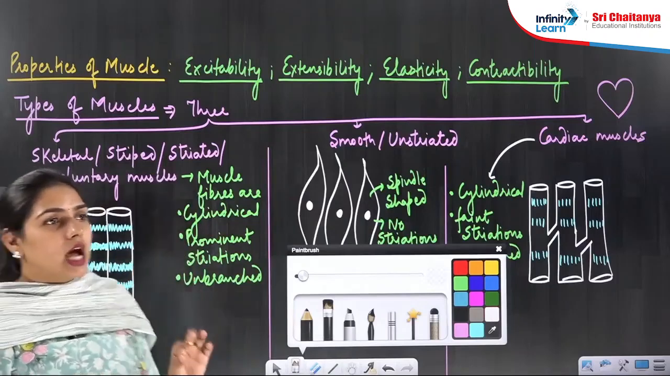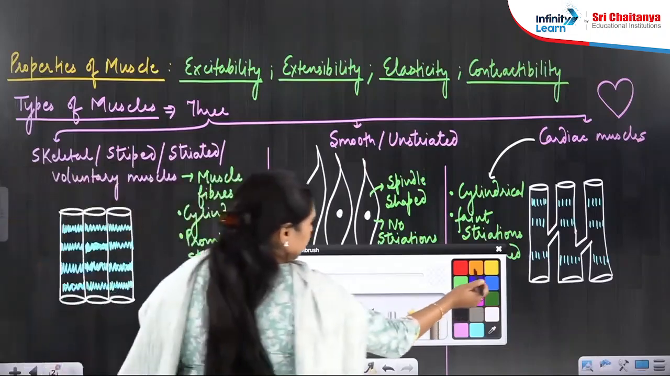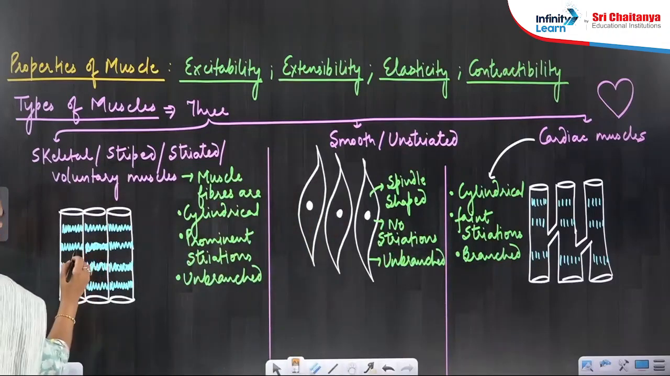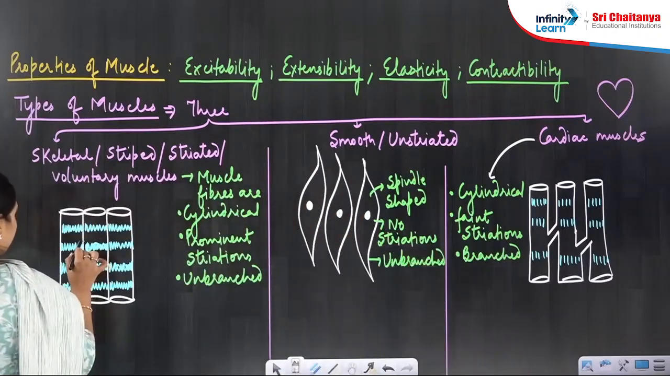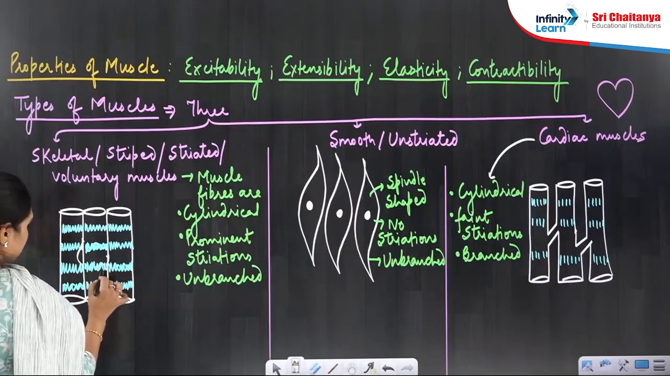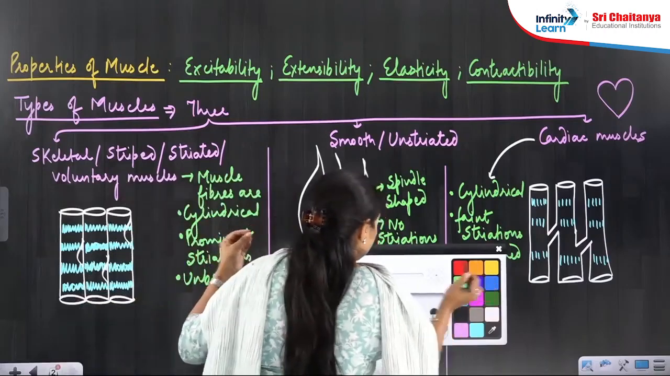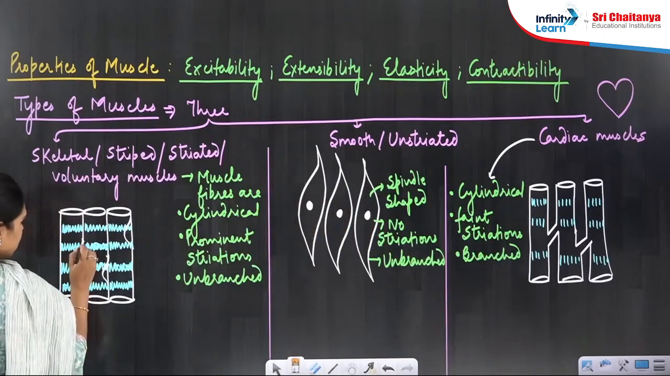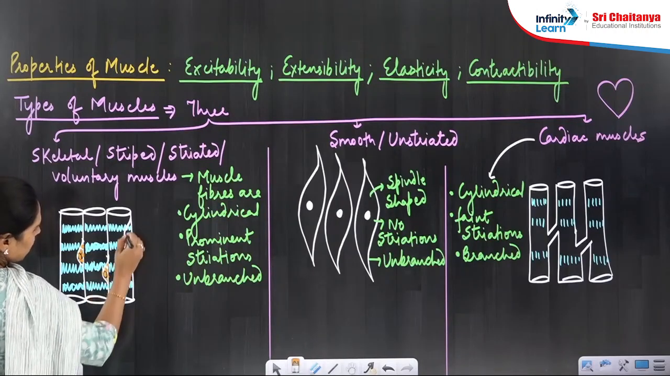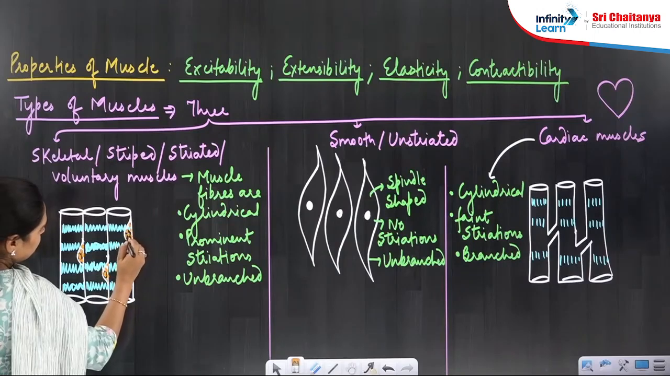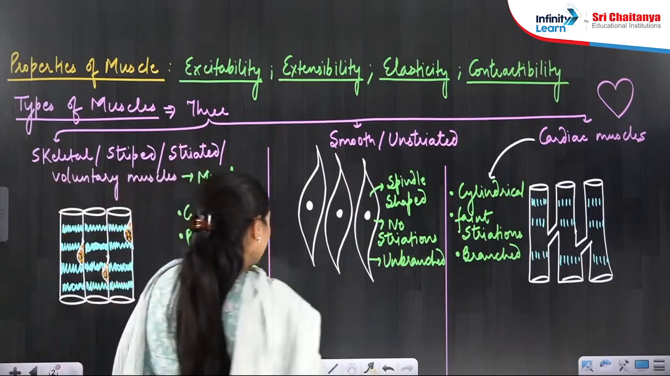Now let us understand the nucleus. If you see here the skeletal muscle, beta, there are so many nucleus in one muscle fiber. This is one muscle fiber. This is another muscle fiber. This is another muscle fiber. And in every muscle fiber, many nucleus are there. Here I am making so many nucleus. So the skeletal muscle fiber is multinucleated or uninucleated? It is multinucleated.